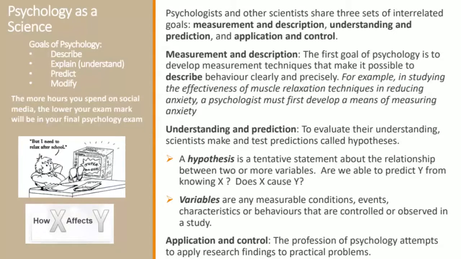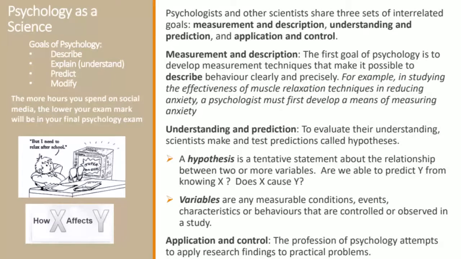So measurement and description: the first goal of psychology is to develop techniques that allow us to measure, describe, and explain things clearly and precisely. For example, in studying the effectiveness of muscle relaxation techniques in reducing anxiety, a psychologist must first develop a means of measuring anxiety. So we're looking for things that can measure and describe. And then we need to understand what we're measuring and describing in order to make predictions about what might happen.